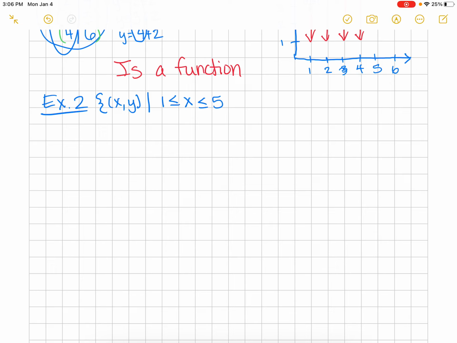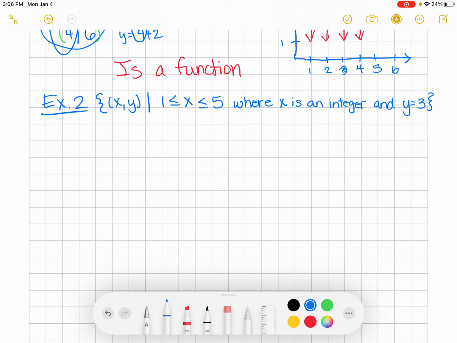Okay, so this one's a little bit different. It's telling you x and y, and then it's going to tell you x is between 1 and 5, where x is an integer. That just means that it's not a fraction or a decimal, so it's just a whole number. And y equals 3. So see how long all of that is? This is how your book shows it, but I want to tell you all you need to know is this part, which is your equation, and this part, what they want x to be.